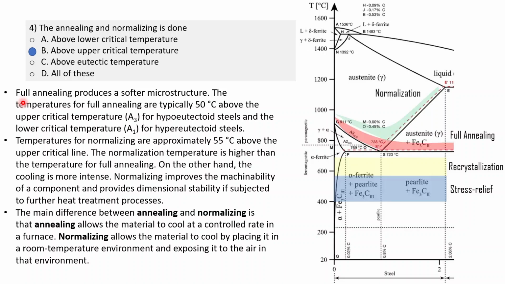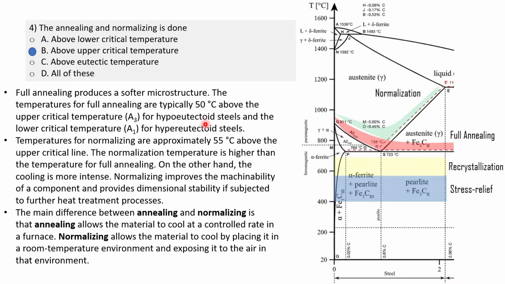So full annealing produces a softer microstructure. The temperatures for full annealing are typically 50 degrees Celsius above the upper critical temperature A3. For hypoeutectoid, you mean by this that the eutectoid reaction takes place at 0.8% carbon. If the carbon composition is lesser than 0.8%, then you will be having hypoeutectoid steel, and if it's above 0.8, then it will be hypereutectoid steel.